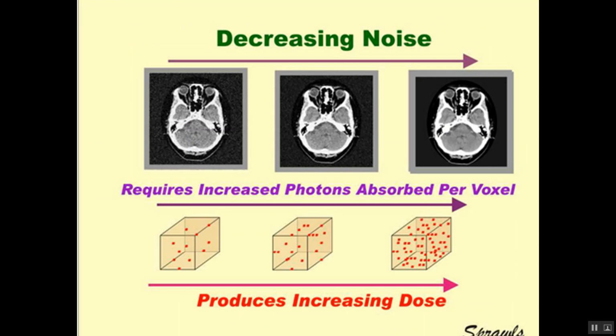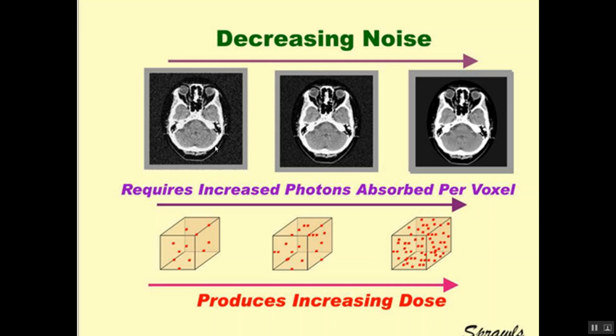The meaning of noise. Any image of CT, or any image in this world, is composed of a number of pixels, squares. In two dimensions these are called pixels, but in three dimensions they are called voxels. Each pixel will collect information, a number of photons, a number of signals.